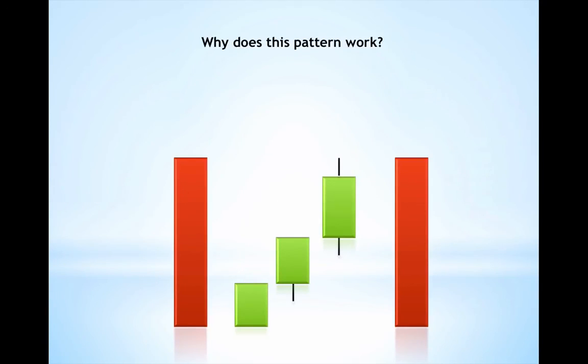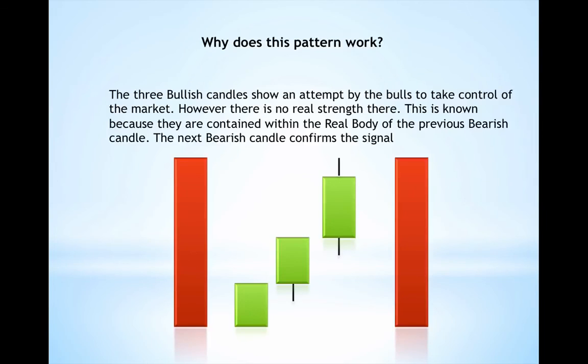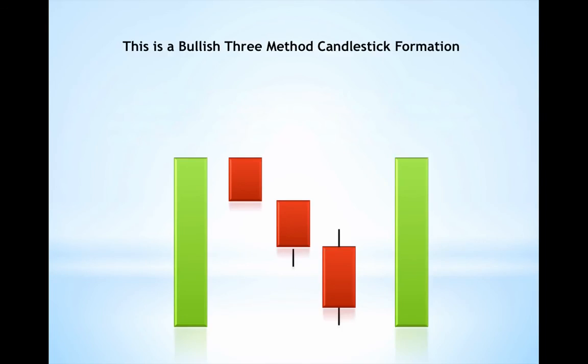And why does this pattern work? The three bullish candles show the attempt of the bulls to control the market. Since price is contained within the first bearish candle, you can see that there is little bullish sentiment. The next bearish candle confirms where the strength is held, and confirms the signal. The bullish 3-method candlestick pattern is again simply reversed.